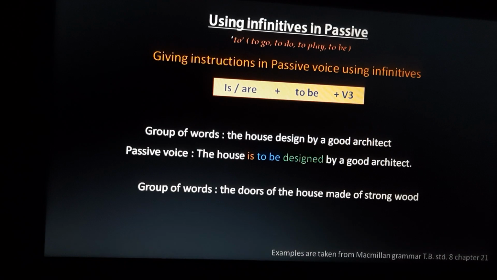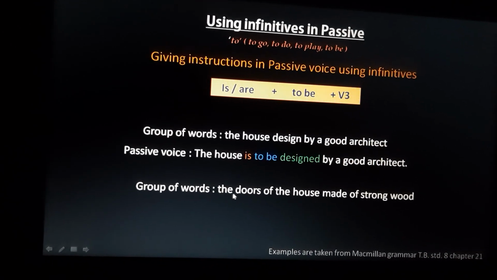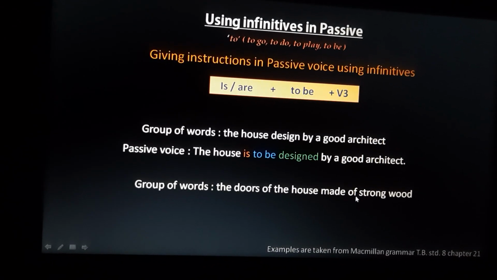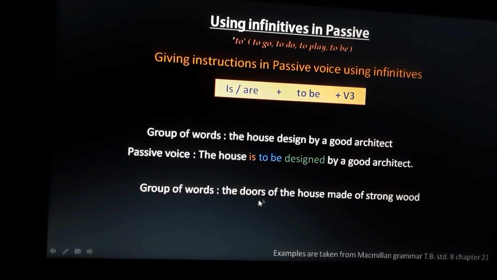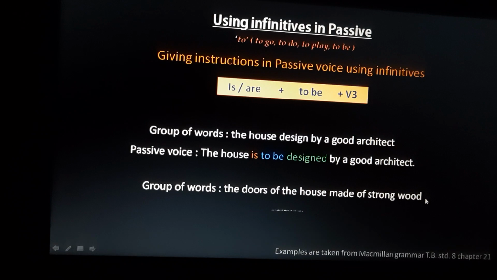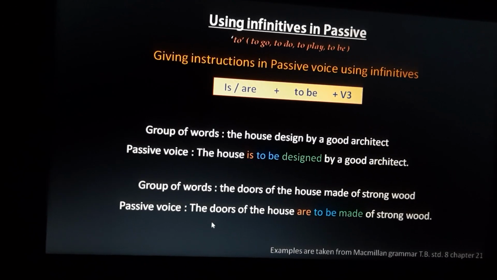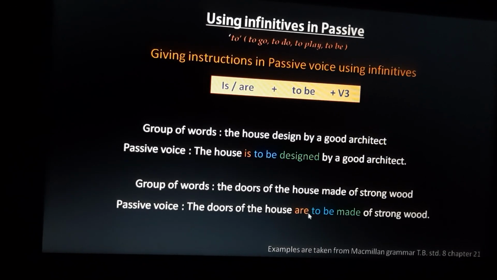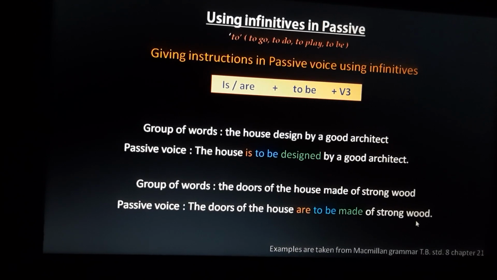The next example, the next group of words is the doors of the house made of strong wood. Now we are supposed to convert this into passive voice in the form of instruction. So it will be like this. The doors of the house are to be made of strong wood.